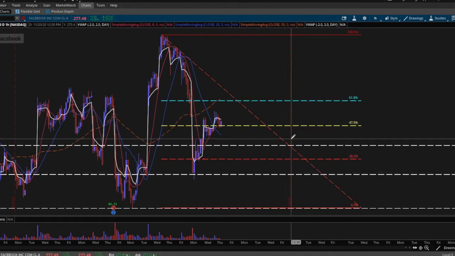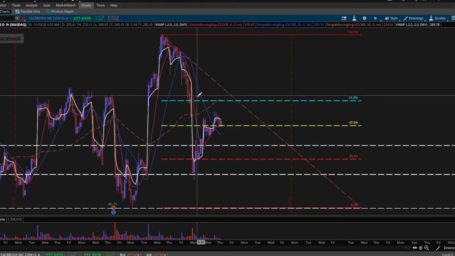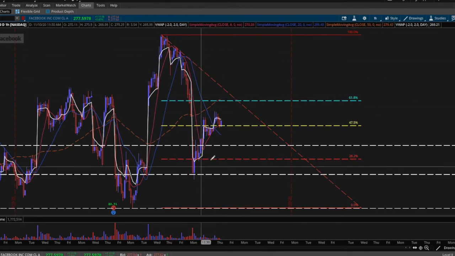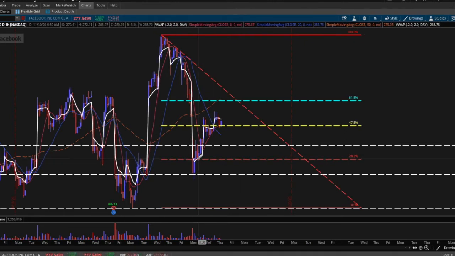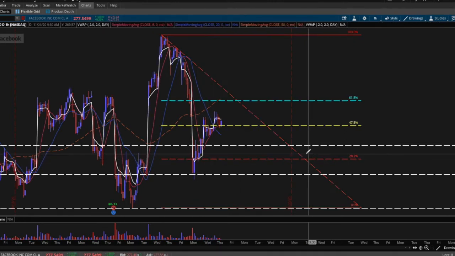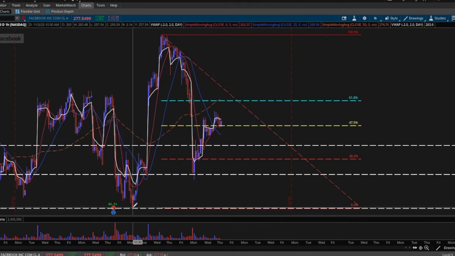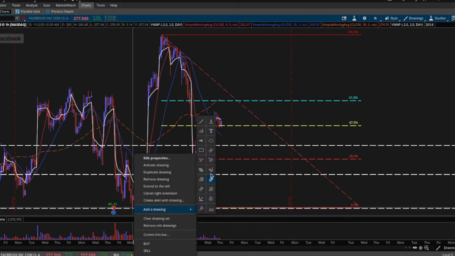Now, in very turbulent times, you can see things bleed through these retracement levels. You can set an alert for when it breaks above it, and then you can see with this red candle we start to close above it. So again, measuring long-term profit targets.